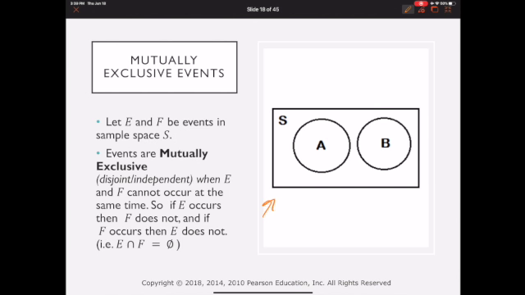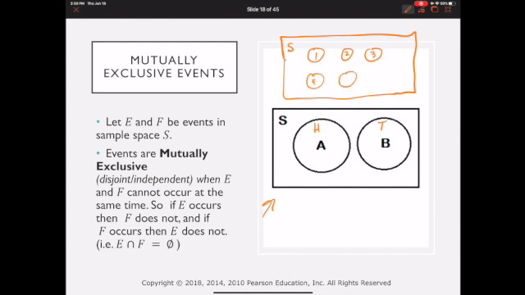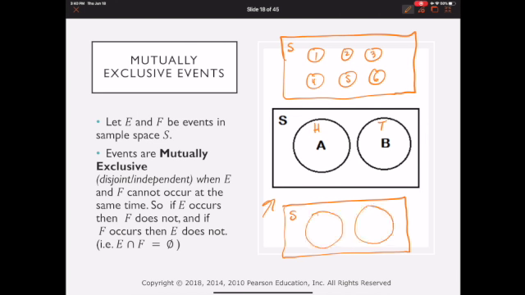A good example of this would be flipping a coin. You get heads or you get tails. You don't get heads and tails at the same time. It's also important to note that you could have a multitude of mutually exclusive events. If we were rolling a die, you could get a 1, a 2, a 3, a 4, a 5, or a 6. These events do not overlap, right? These events are mutually exclusive. The same thing could be true if I was rolling a die and I wanted to get evens or odds. Even numbers, odd numbers.